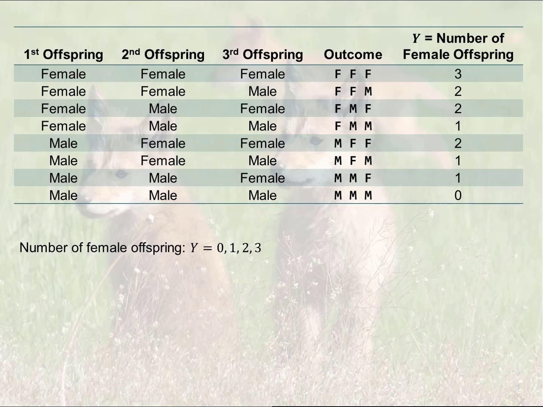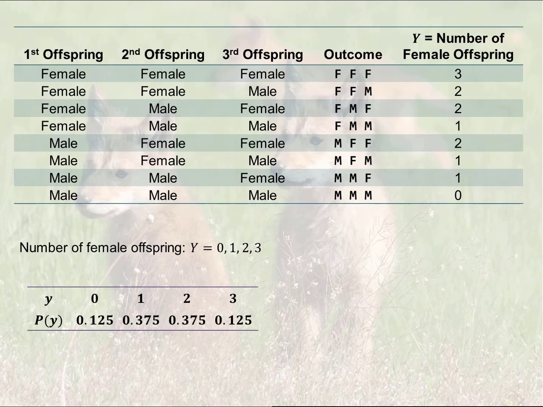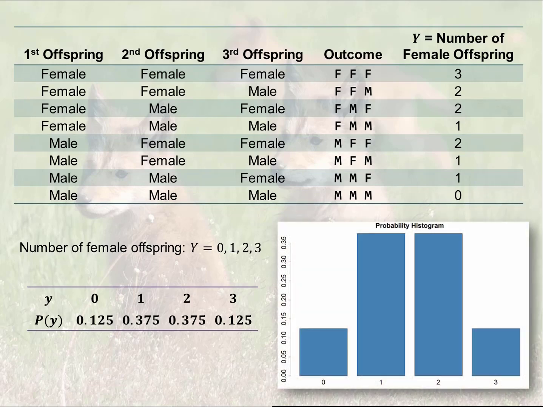If we divide the frequency of each outcome by the total number of possibilities, which is 8, then we find the probability of each outcome of y. This gives us the probability distribution of y. It will sometimes be useful to look at the probability histogram to get a graphical depiction of the distribution.